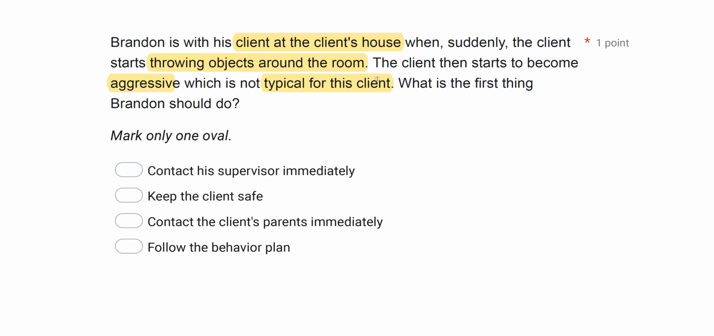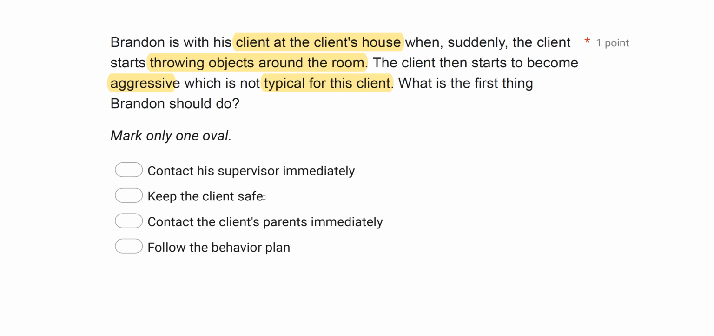And so you have to remember a few key rules in situations like this. And that's what we're going to talk about here. So what is the first thing Brandon should do? Objects are flying, client is aggressive, not typical. A, contact his supervisor immediately. Yes, absolutely. Brandon needs to reach out to his supervisor as soon as possible to let them know this is occurring. But even before that, what's our number one priority? Even before we reach out. Number one, always do no harm, or B, keep the client safe.